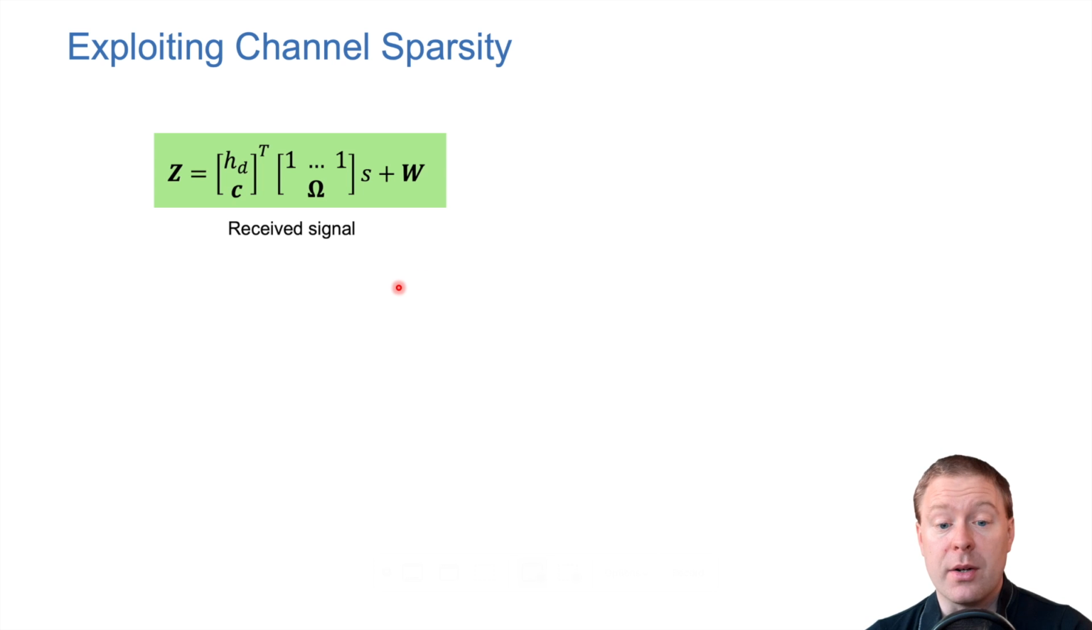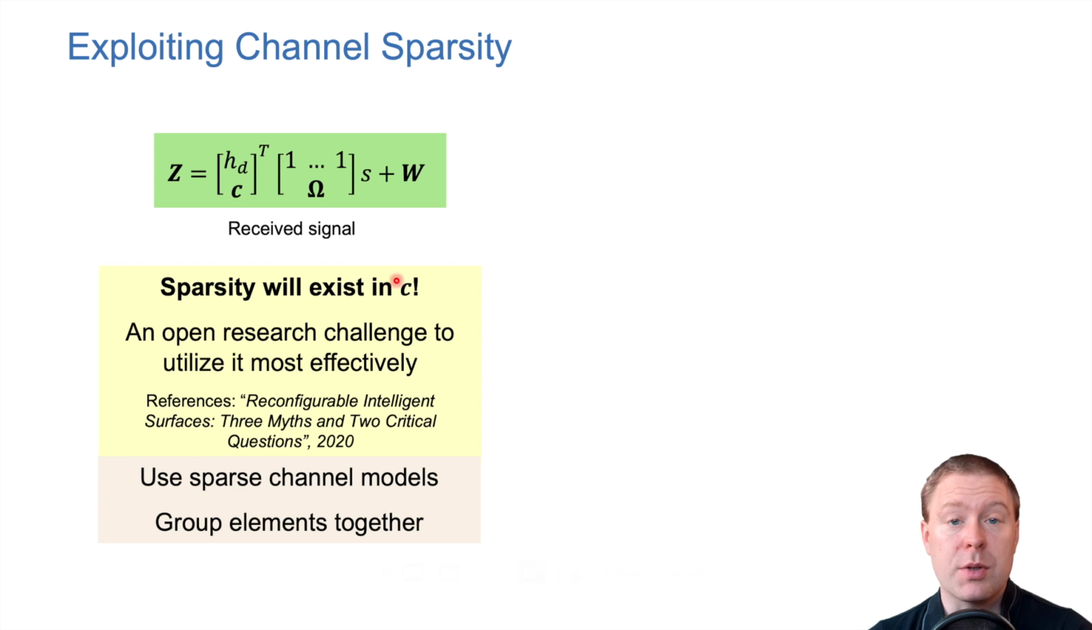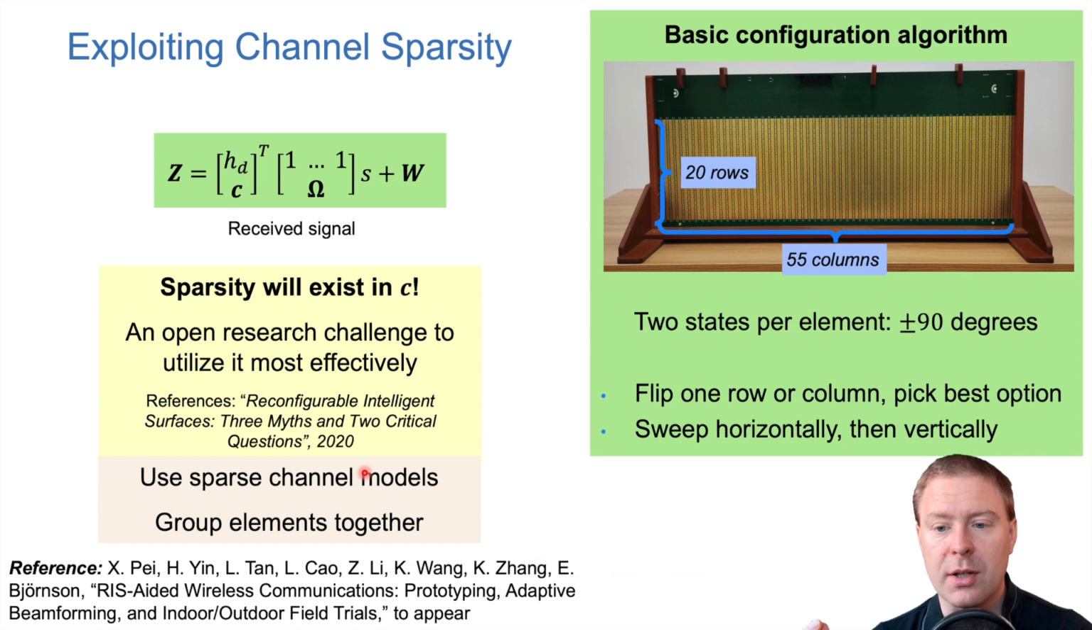Can we exploit channel sparsity somehow when we have received a signal like this? Well, as I was pointing out, C probably has some sparsity, but exactly how we can improve the channel estimation to exploit that sparsity is still something that people are working on. And a year ago, I was pointing out in this paper, Reconfigurable Intelligent Surfaces: Three Myths and Two Critical Questions, this was one of the critical questions. How can we do the channel estimation as efficiently as possible, and use sparse channels for that? Maybe group some elements together to simplify the estimation because of this. And that is particularly what we did in this paper with the experiments I was describing earlier.